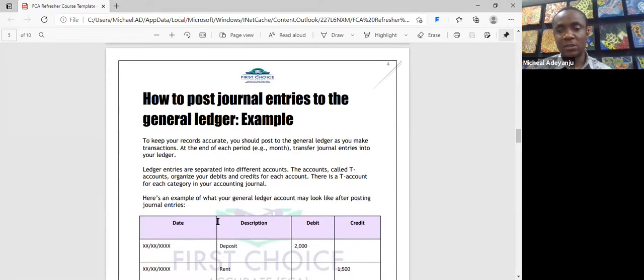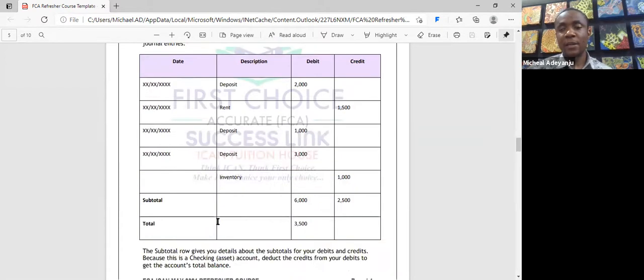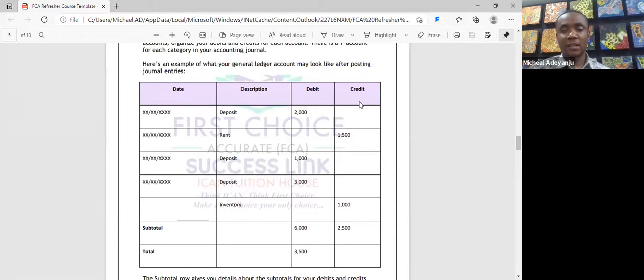So let's look at an illustration here. Remember this transaction. Do you still remember this template? Date, description, debit, and credit. Perfect.